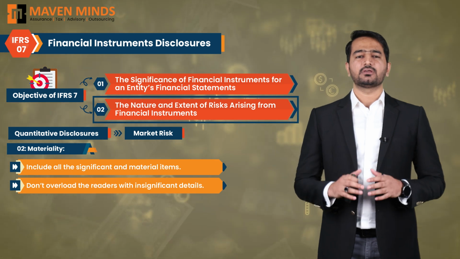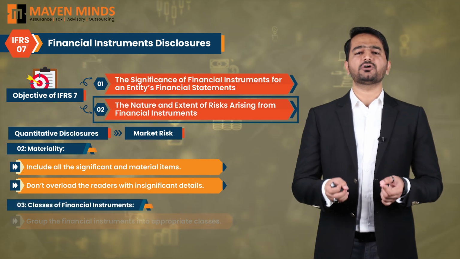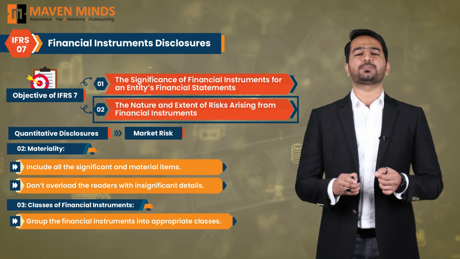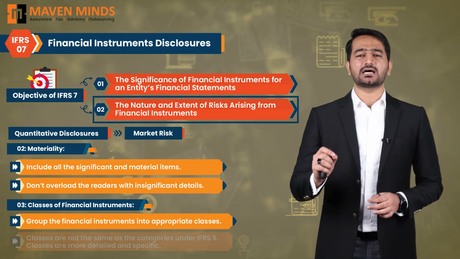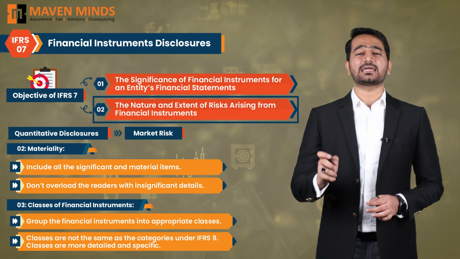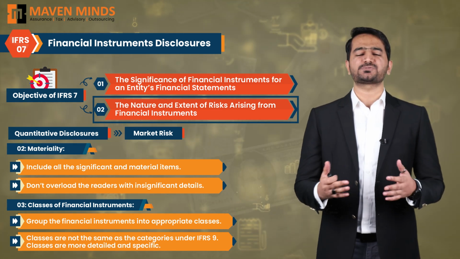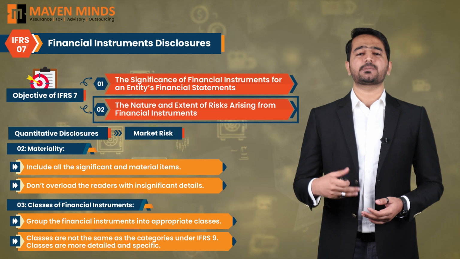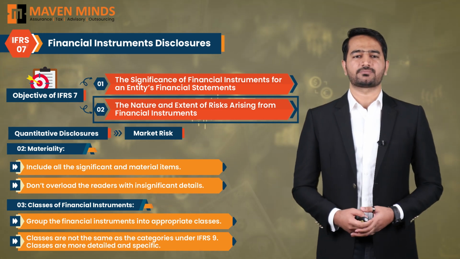And finally, when presenting these disclosures, make sure to group your financial instruments into appropriate classes. Remember, these classes are not the same as the categories under IFRS 9. Classes are more detailed and specific. They are like subcategories that provide better insight into the nature of the risk.